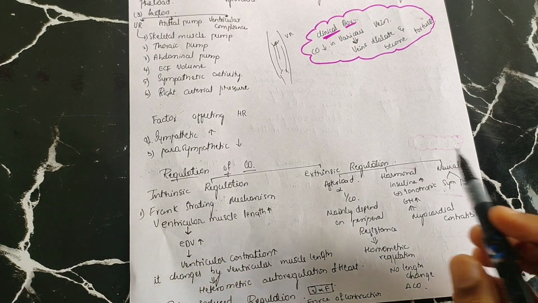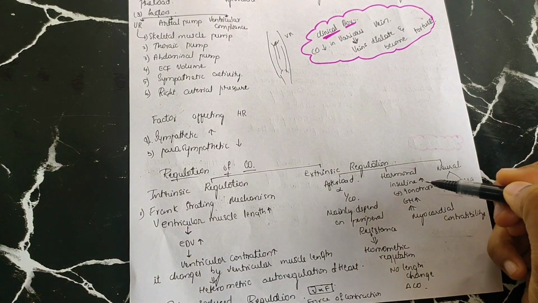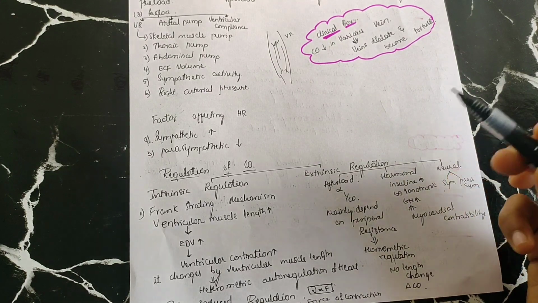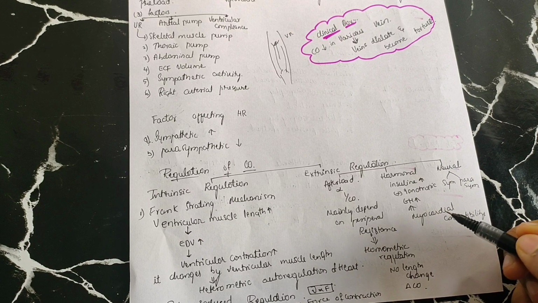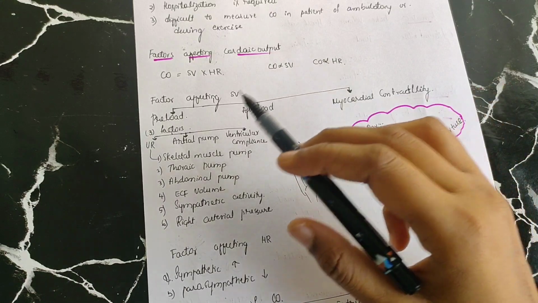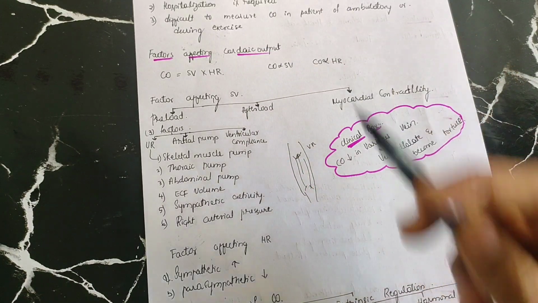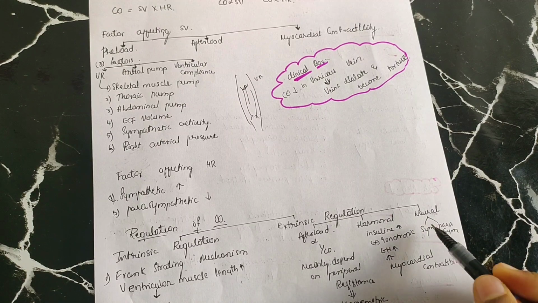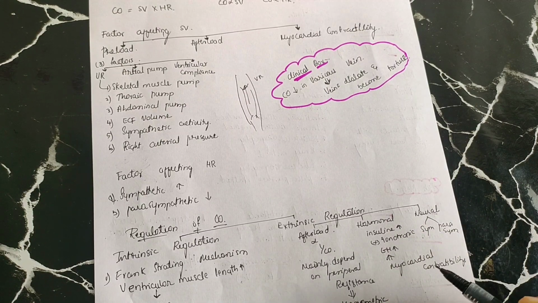And hormonal regulation: insulin, which is an inotropic hormone, increases the heart rate and further increases the cardiac output. And growth hormone increases the myocardial contractility. Myocardial contractility is also a factor on which stroke volume depends, so there is a further increase in the cardiac output. And neuronal regulation, sympathetic and parasympathetic: sympathetic increases cardiac output, parasympathetic decreases the cardiac output.